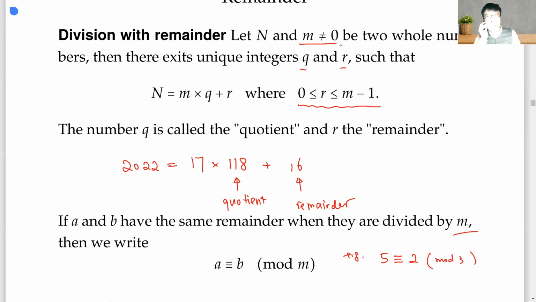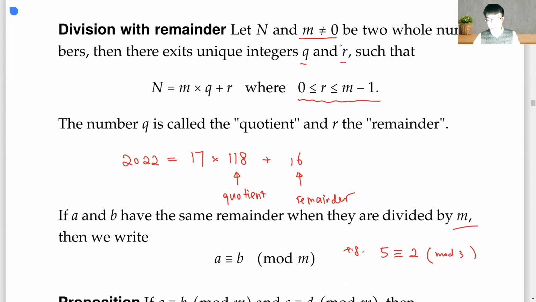Sometimes for convenience, we even use negative numbers in this notation. I will show you some examples later. So here, 5 is congruent to 2. We also have 5 is congruent to -1 mod 3. Because -1 has a smaller absolute value, it provides some convenience in computation, right?